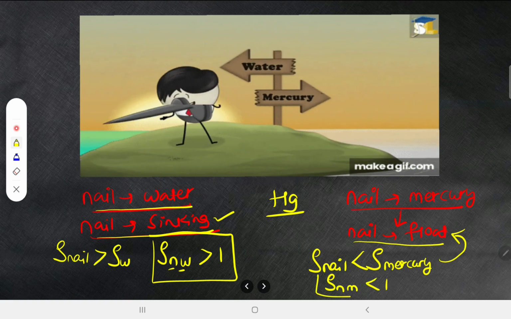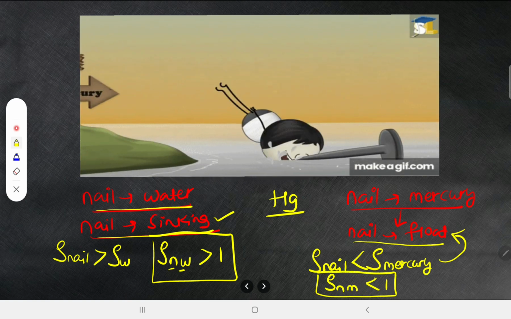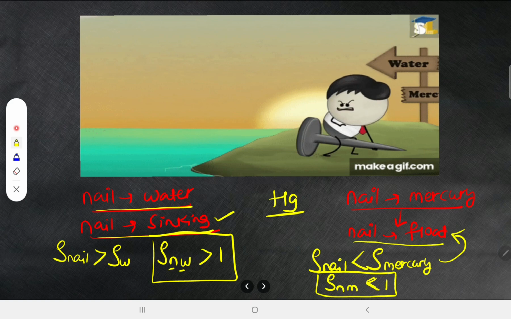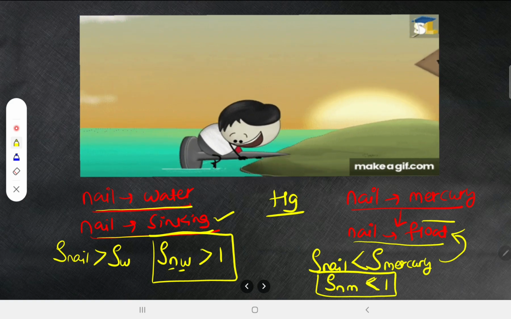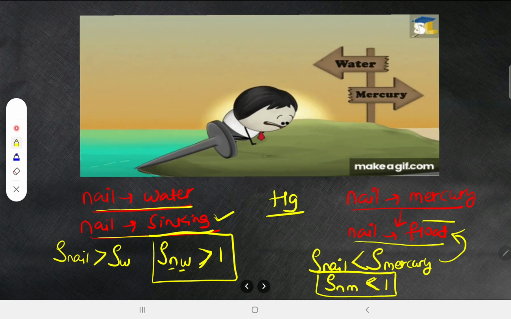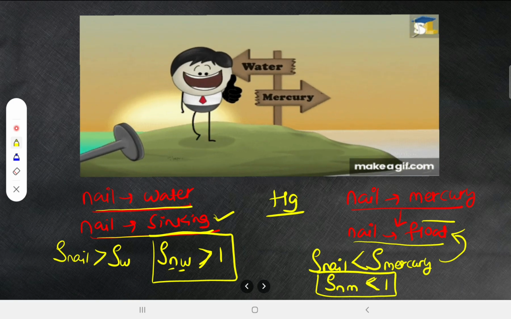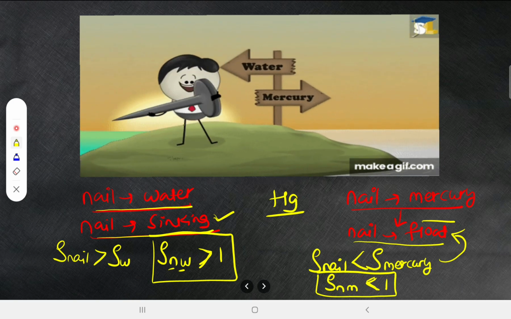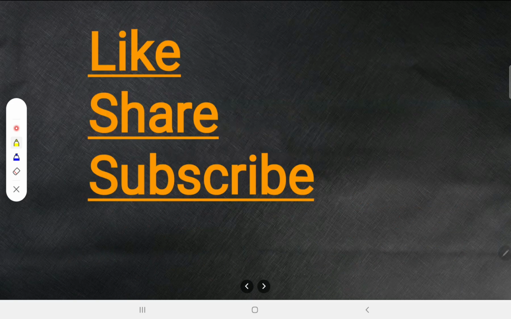Whenever you are finding out the relative density of any material with respect to another liquid, if you are getting it as less than 1, it means definitely it is going to float. And if you are getting greater than 1, it is going to sink. This is the main concept. Alright, I hope the concepts are quite clear and you got to know about relative density. Just to summarize the things, let me summarize here.